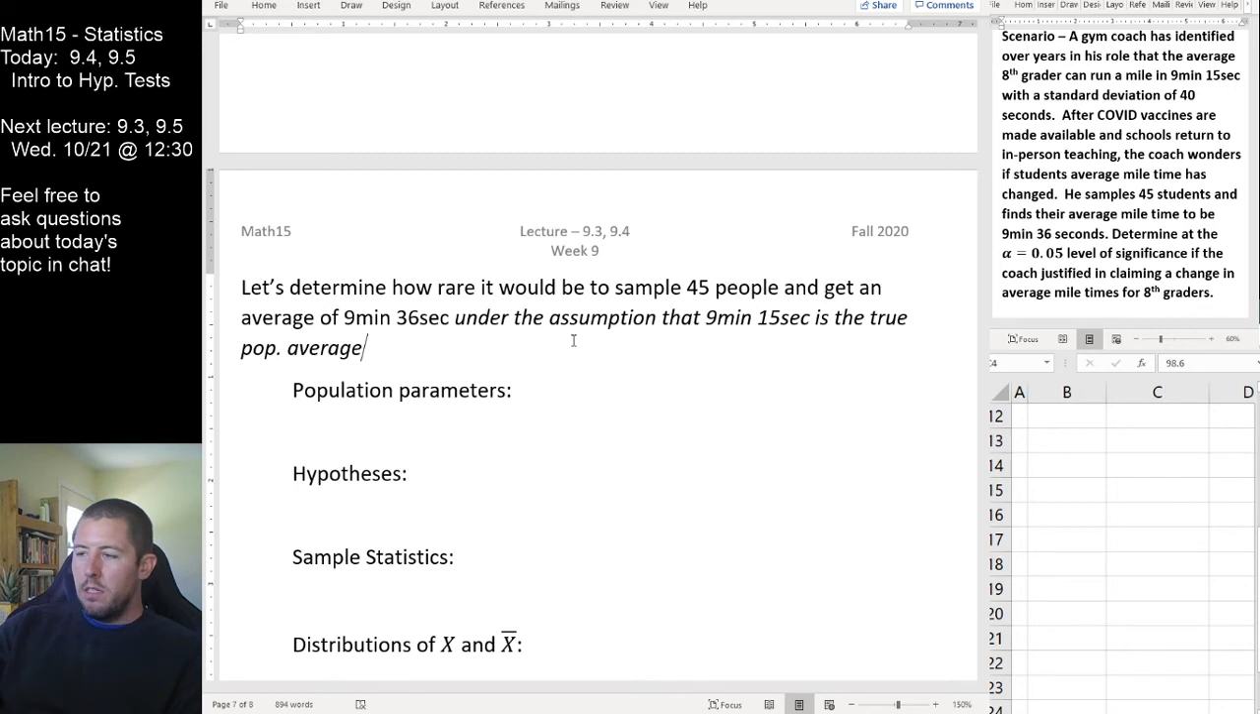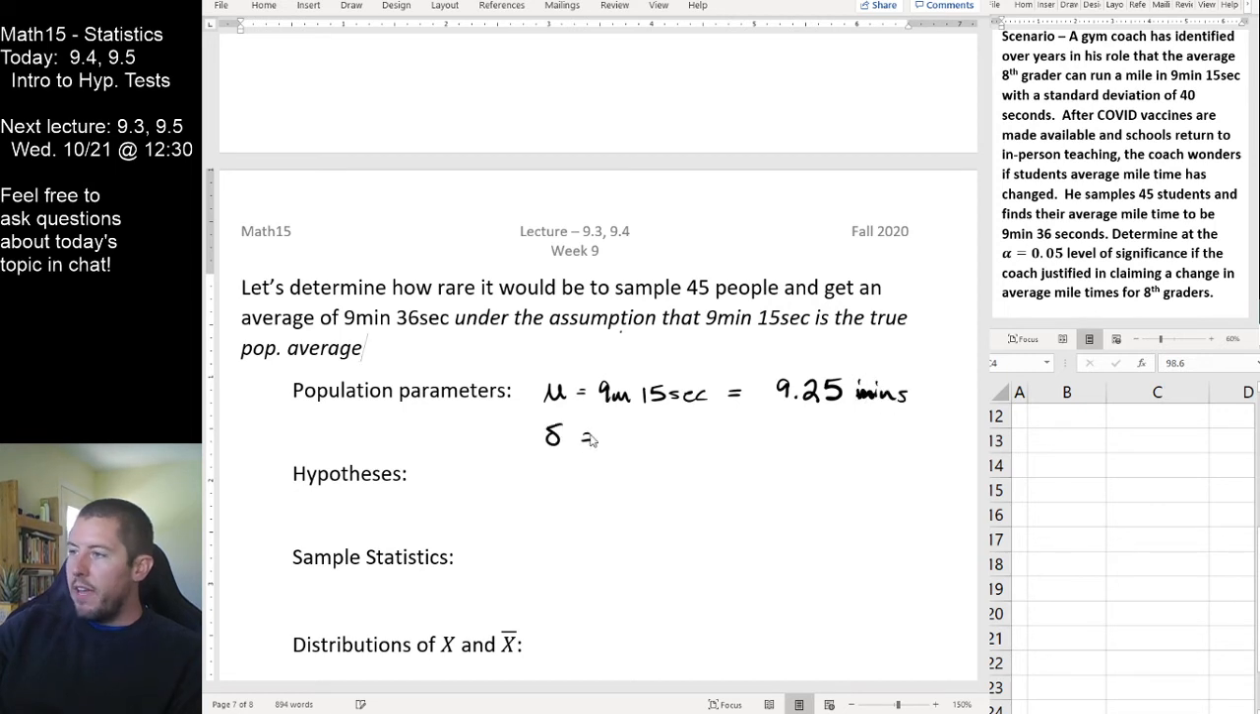Right? So in this case, what were we given? We were given a population parameter of an average of 9 minutes and 15 seconds. Unfortunately, this is not a good format for me to see this number. I just want one decimal that I can average right here. So notice that 15 seconds is a quarter of a minute. So I'm going to write this as 9.25 minutes.